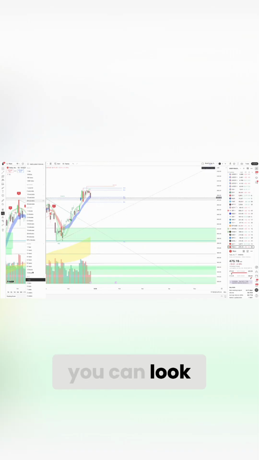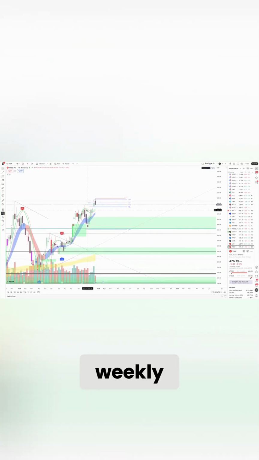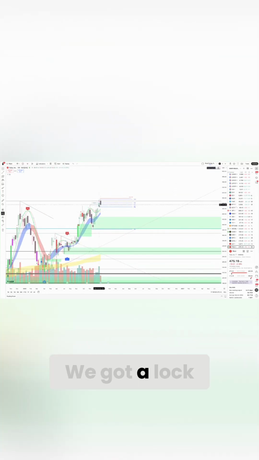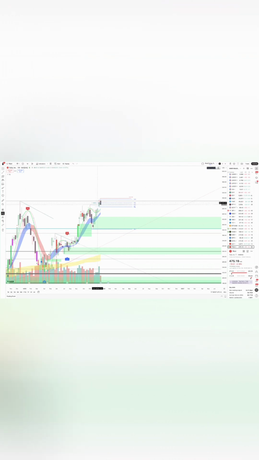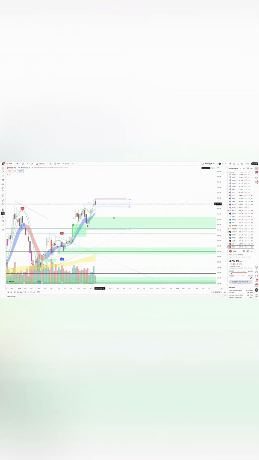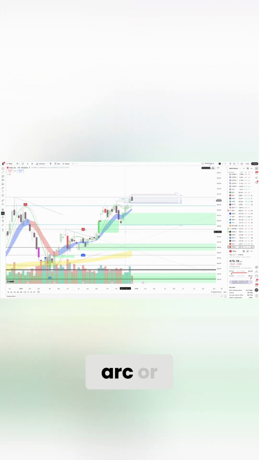And then you can look at your weekly to see what's really happening. It's sitting in a weekly inverse arc, right? We got a lock candle on the week of the 15th, and then we have this current candle here that we closed kind of bearish. It would have been better for Tesla to close at this higher one. But from the previous candle, we actually had a break of structure, pulling back down. We got this inverse arc or whatever.